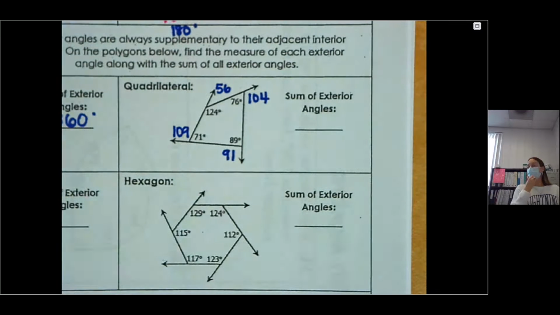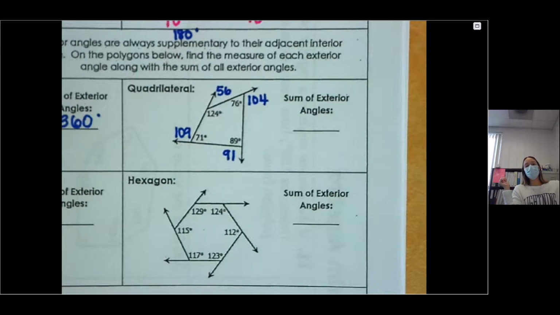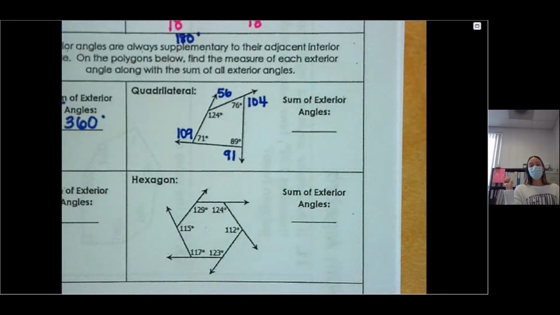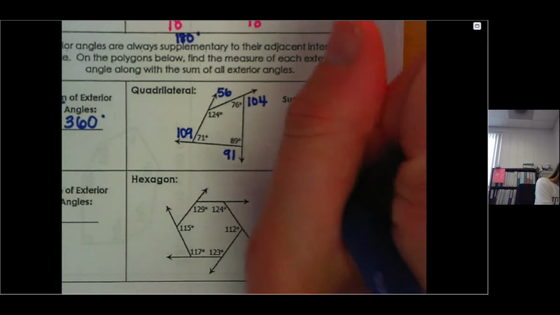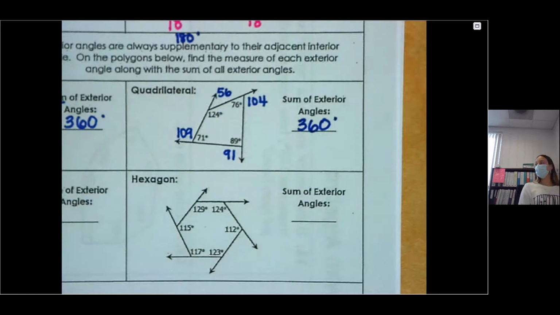Okay. I've zoomed in on my quadrilateral. The four numbers I got for my quadrilateral are, starting at the top and going around, 56, 104, 91, and 109. Thumbs up, thumbs down. Are you cool there? All right. Now, when you add those four numbers together, what did you get? 360. Interesting. What are you noticing already? They're both 360 even though they're different shapes.